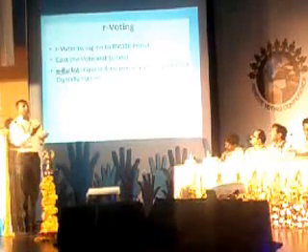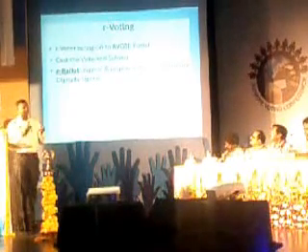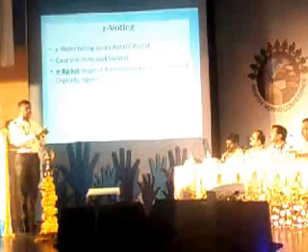Then the e-ballot request and response will be encrypted, not digitally signed, because if it is digitally signed, the individual identity is revealed, which is against the act.